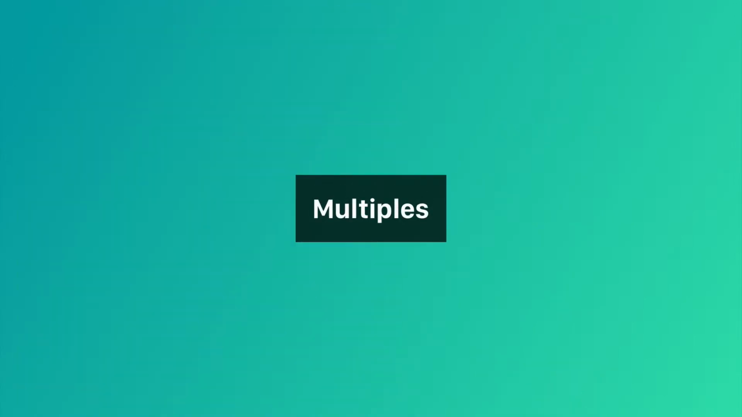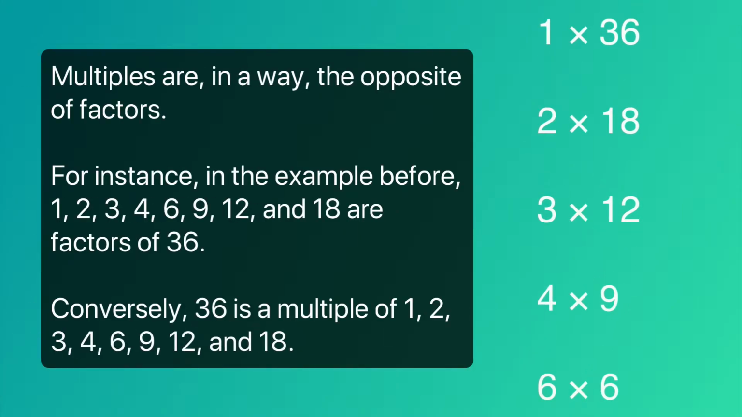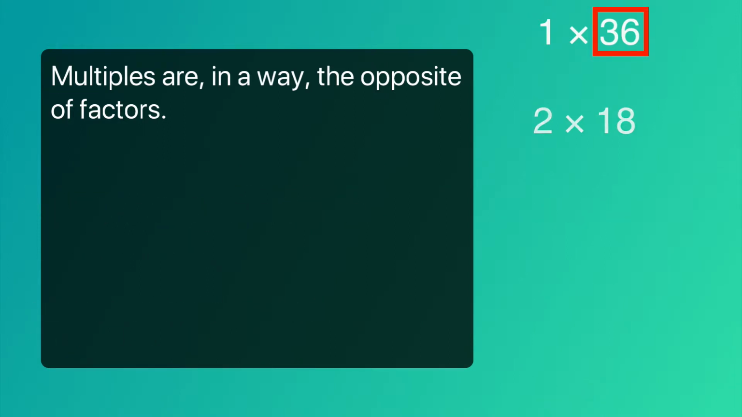Multiples. Multiples are in a way the opposite of factors. For instance, in the example before, 1, 2, 3, 4, 6, 9, 12, and 18 are factors of 36. Conversely, 36 is a multiple of 1, 2, 3, 4, 6, 9, 12, and 18.